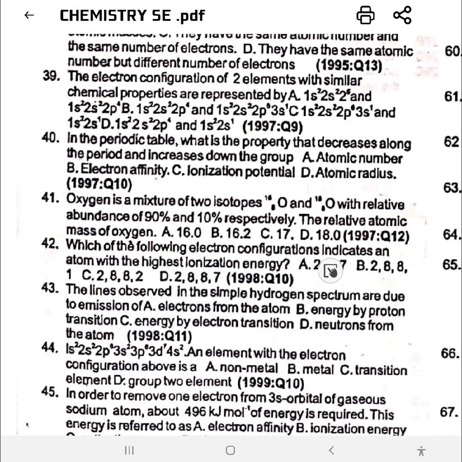Option A and option D belong to the same group, group 7. So the one with the highest ionization energy would be this one, option A. Let me go again. Options B, C, and D belong to the same period.